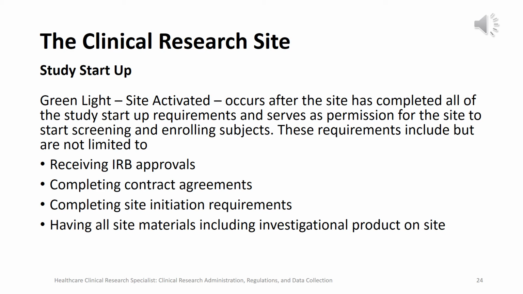So these requirements include some of the following, but aren't necessarily limited to these areas. So, for example, the site needs to have all of their IRB approvals. They need to have a completed contract and budget agreement. They will have to have completed all of their site initiation requirements, whether that's the site initiation visit or if it's attendance at the investigator meeting, that needs to be completed. And then they have to have all of the site materials, including the investigational product or the drug, on their site so that they can begin screening and enrolling subjects.